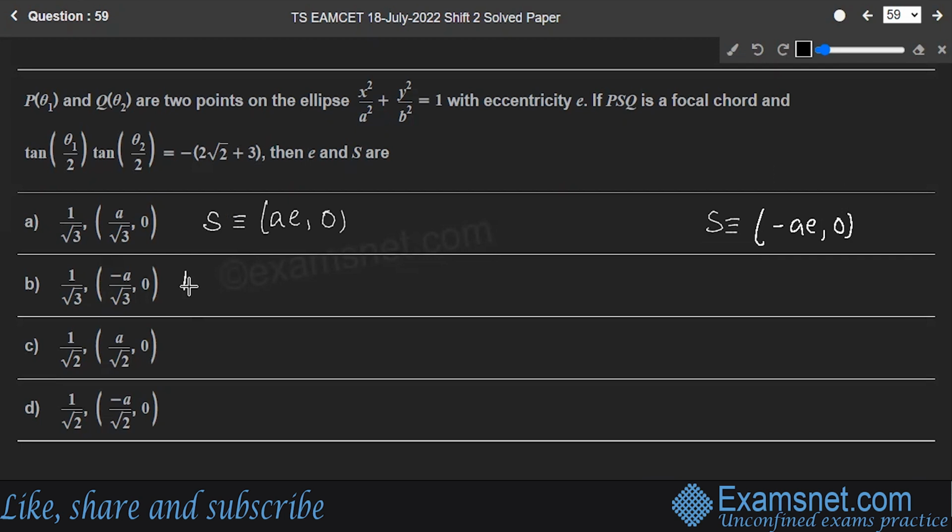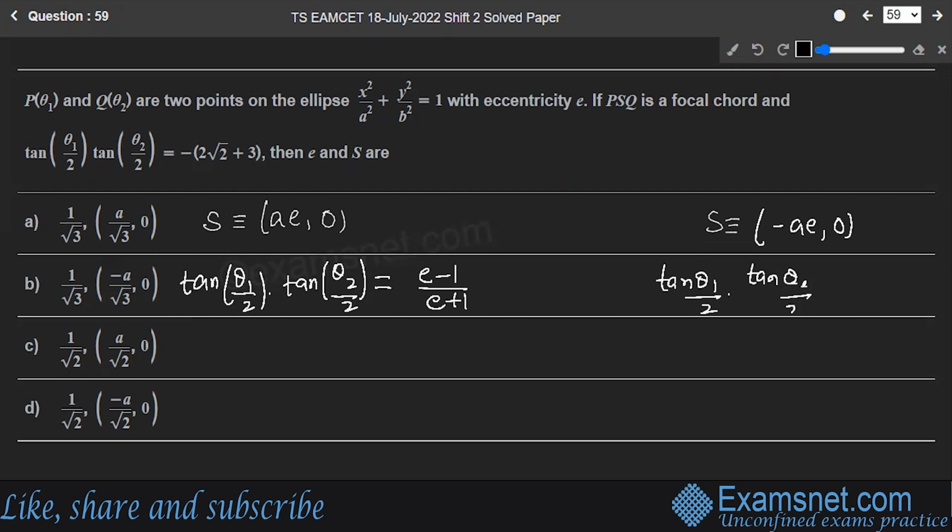Right? So in this case, tan(θ1/2)·tan(θ2/2) is equal to (e−1)/(e+1). And in the other case, tan(θ1/2)·tan(θ2/2) is equal to the inverse, that is (e+1)/(e−1). In this case, (e−1)/(e+1) is of course less than 1, and (e+1)/(e−1) is of course greater than 1. Now, according to the question, we are given this value.